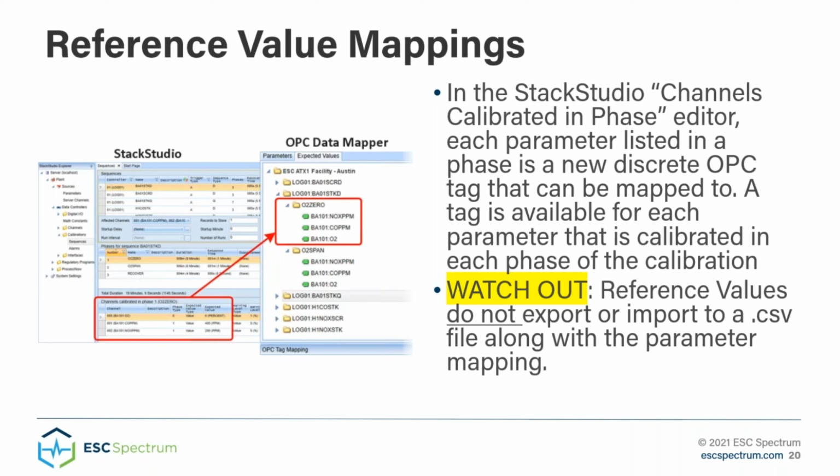Reference value mapping is the channel's expected values that can be mapped in a calibration sequence's phase. Each parameter listed is a new discrete OPC tag that can be mapped, and a tag is available for each parameter that is calibrated in each phase of the calibration. But just be aware that when you export or import a .csv file, these reference values don't make it into that export. It's a known issue that we hopefully will have fixed in our upcoming releases, but there's no firm determination on that.